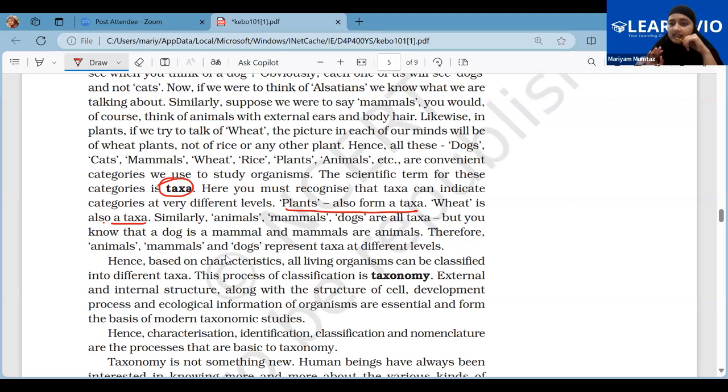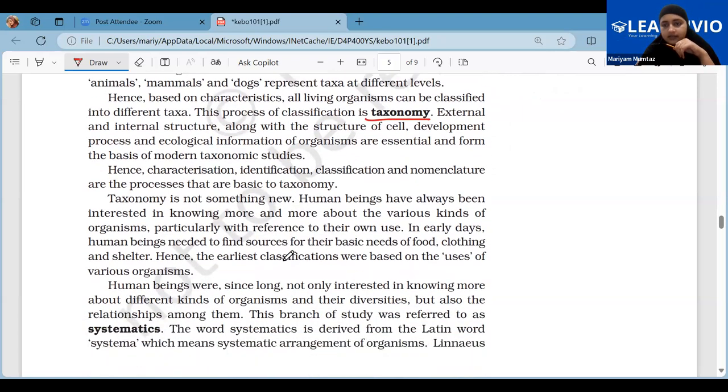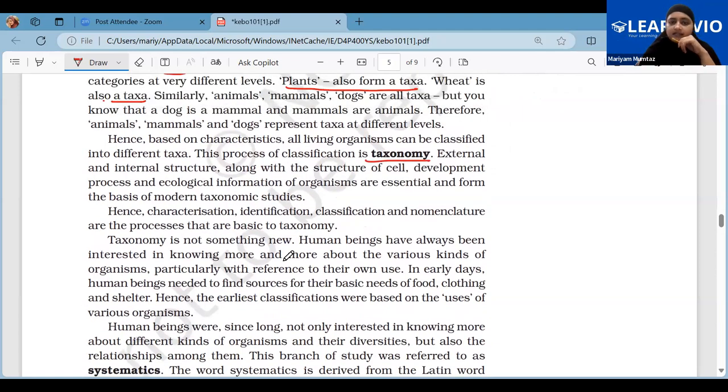Now, this study of taxa and all the nomenclature and identification comes under taxonomy. And who is the father of taxonomy? Carolus Linnaeus. That is the father of taxonomy. The external and internal structure, along with the structure of the cell, development process, and ecological information of organisms, are all very important to understand and to classify organisms. Remember, the meaning of taxa is a category, any category.